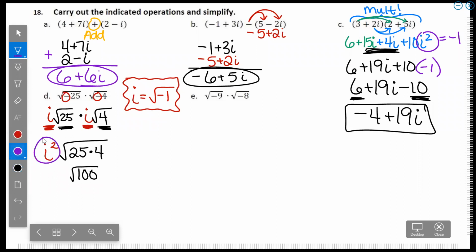What can I replace the i squared with? -1 times the square root of 100. What is the square root of 100? 10. -1 times 10, I get -10.